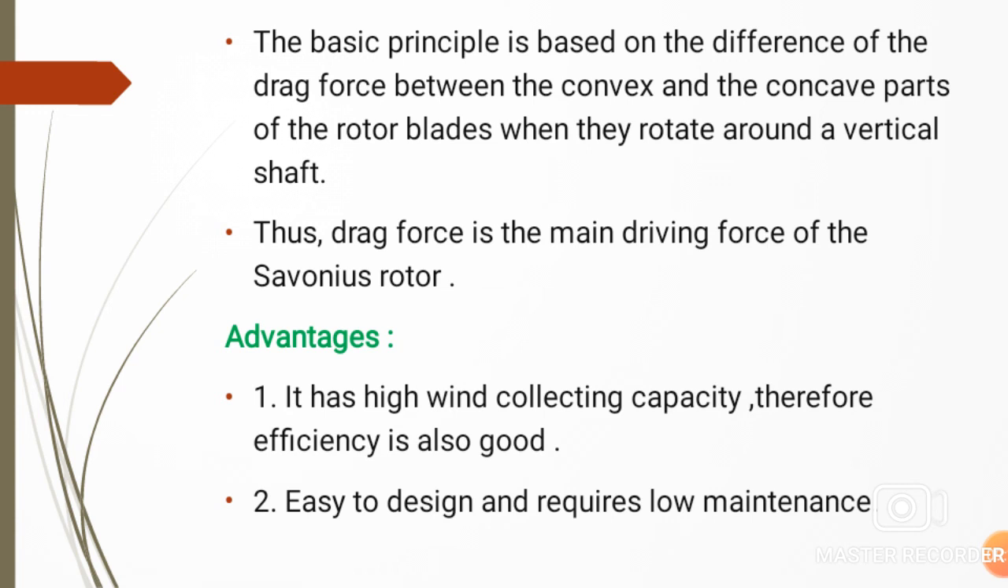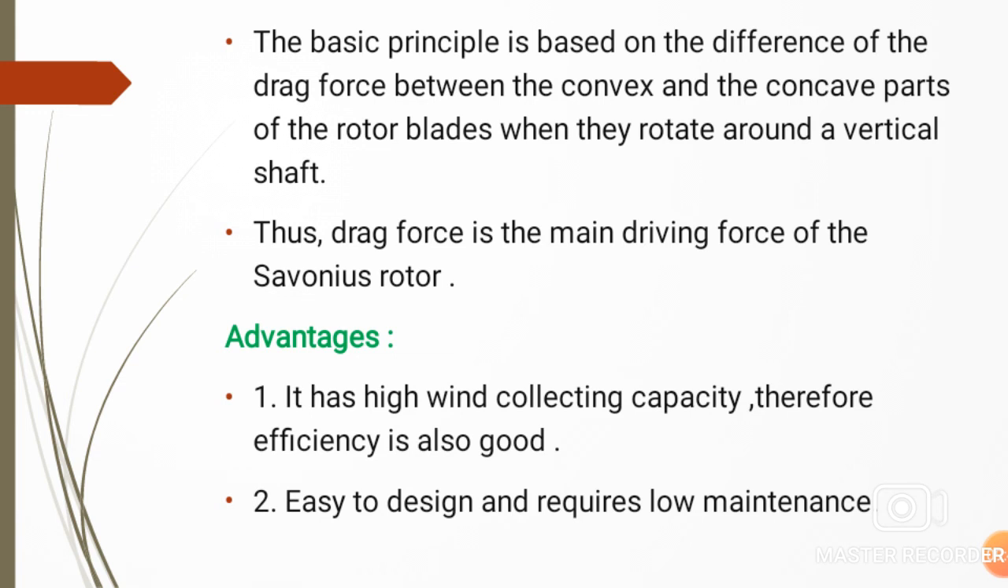Now the basic principle is based on the difference of the drag force between the convex and concave parts of the rotor blades when they rotate around the vertical shaft, as we mentioned already. Thus drag force is the main driving force of the Savonius rotor, that is, drag force in a Savonius rotor plays a very important role for the rotation of the blades. Now this is all about the Savonius type rotor wind machine, but it has some advantages as well as disadvantages.